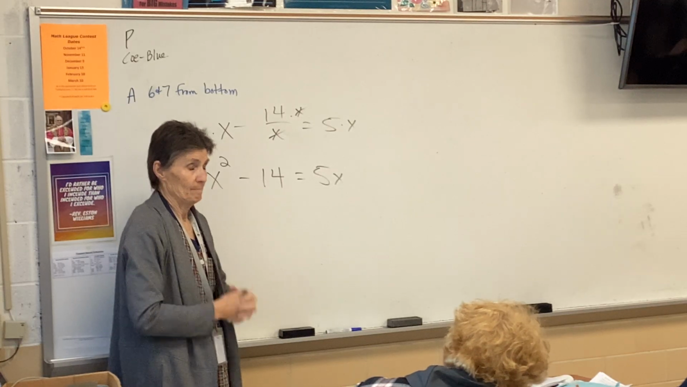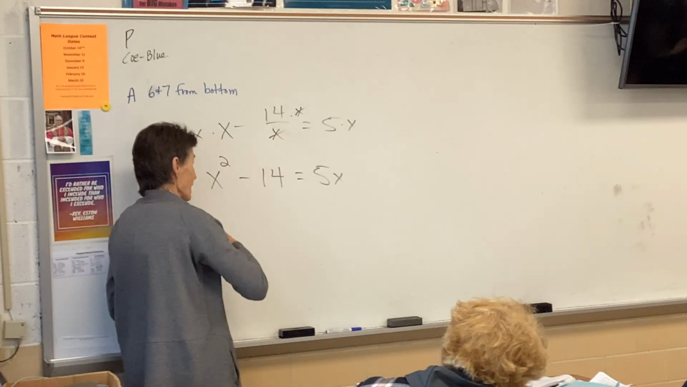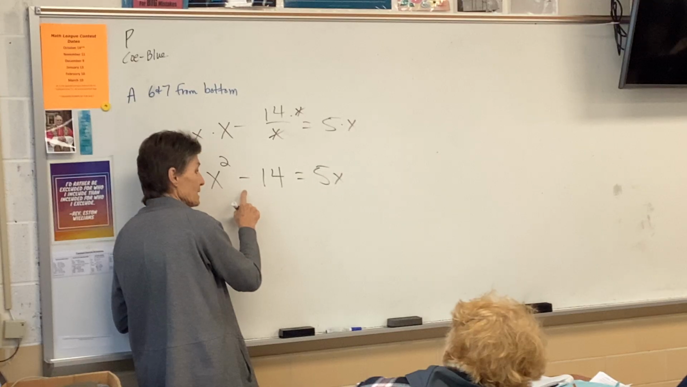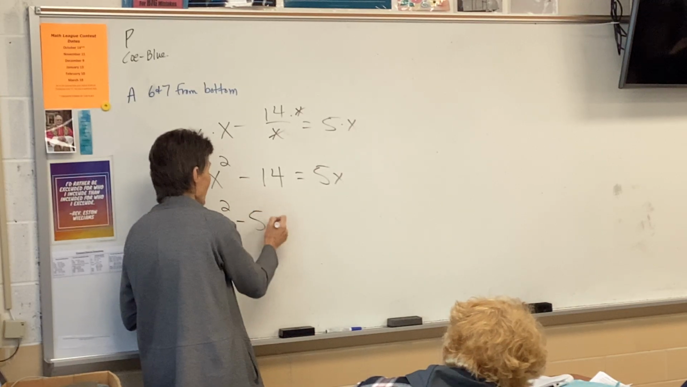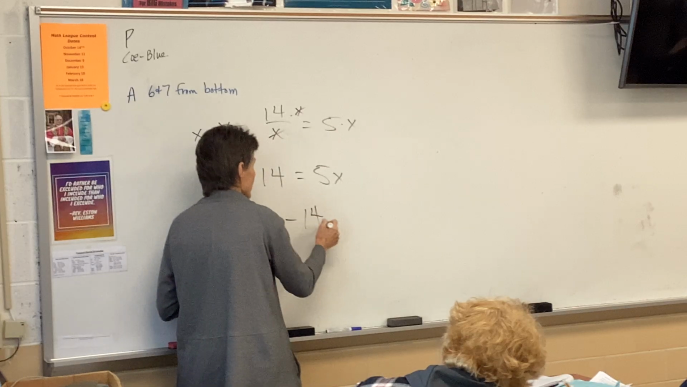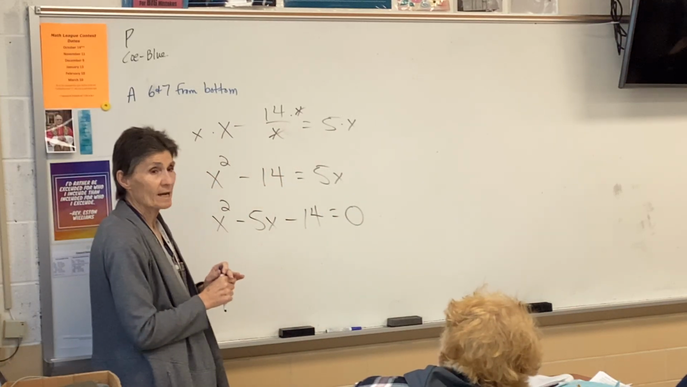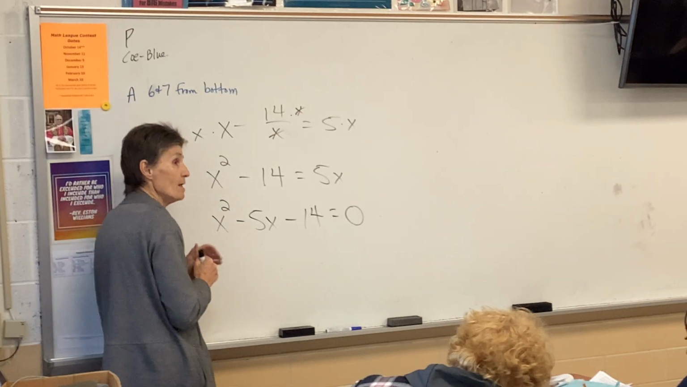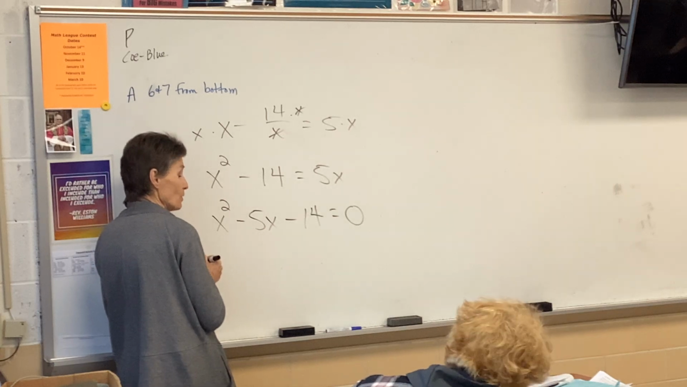Now what? Bring the 5x over, and when I bring it over, I'm going to stick it right in here. So I'm going to have x squared minus 5x minus 14, so that it is kind of in the right order. And then what? I'm not going to do this for you ever again. You have to go through this on your own.